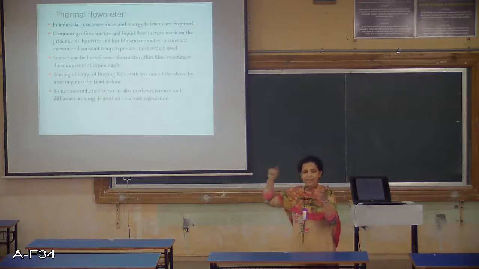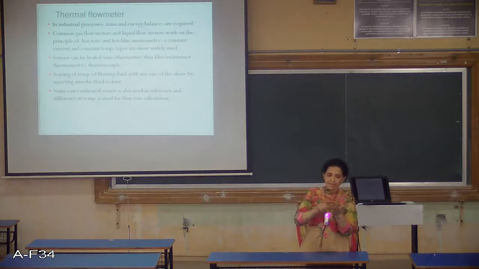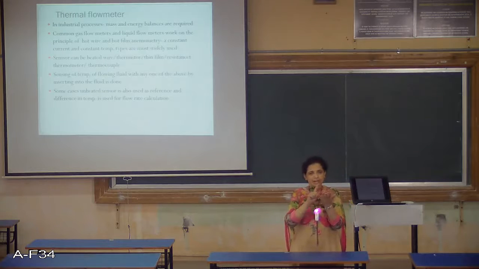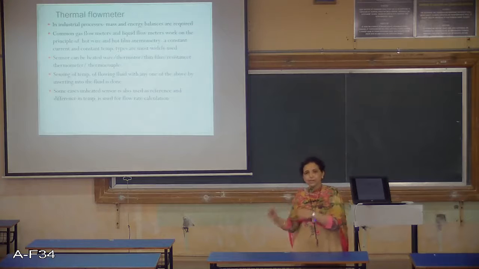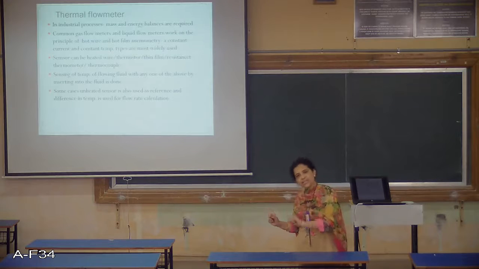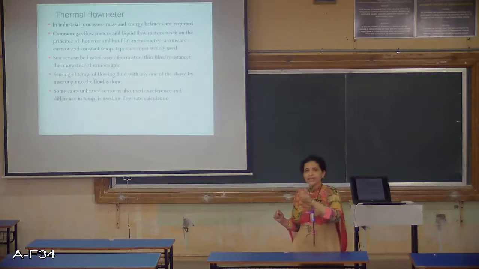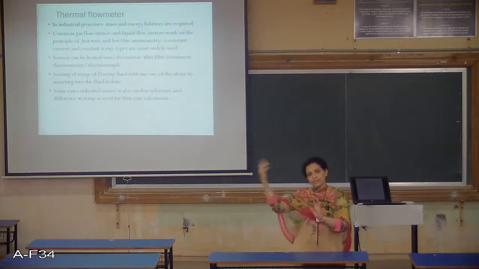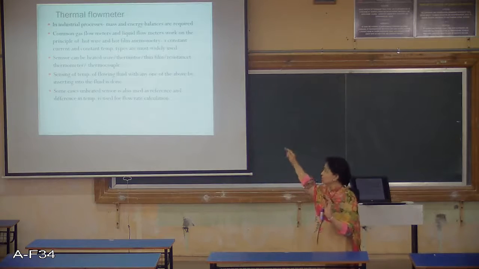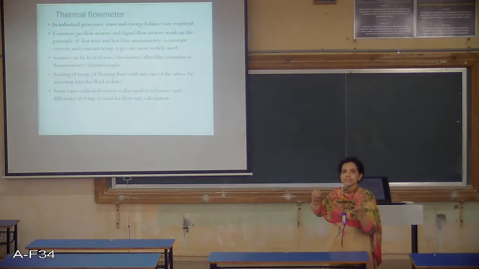So basically, we have constant current and constant temperature. Both these methods are used either to observe the variation in current needed to produce a particular change in temperature, or, keeping the current the same, the variation in temperature was monitored. So these two were used in the measurement of flow.